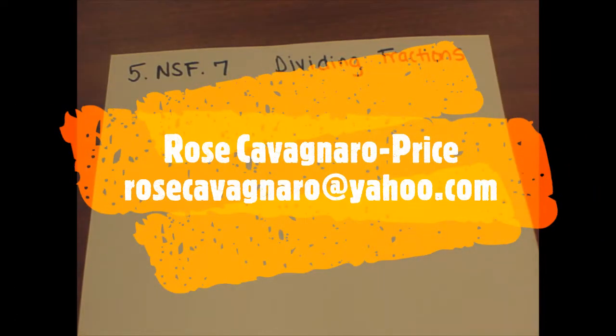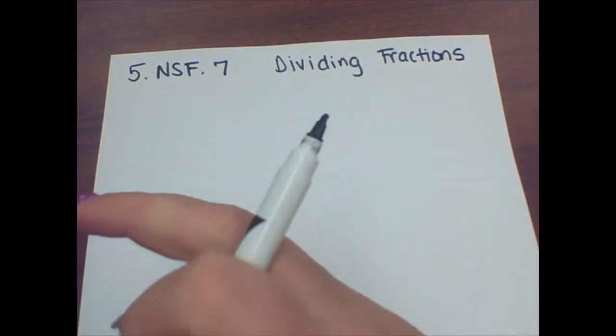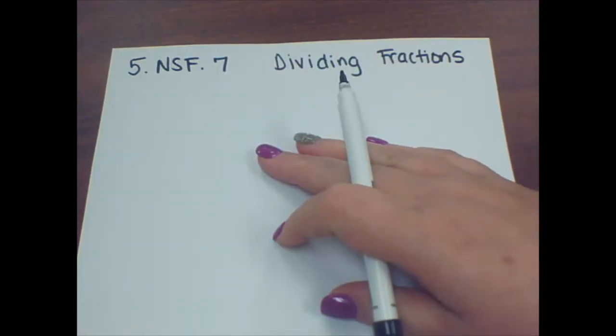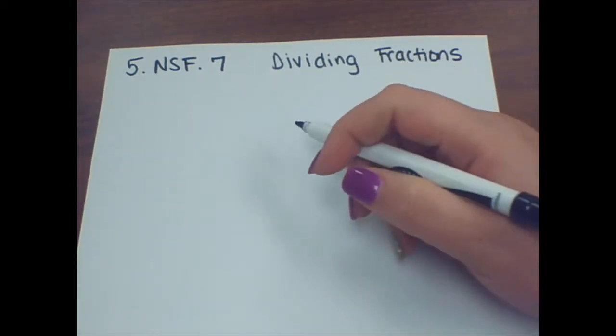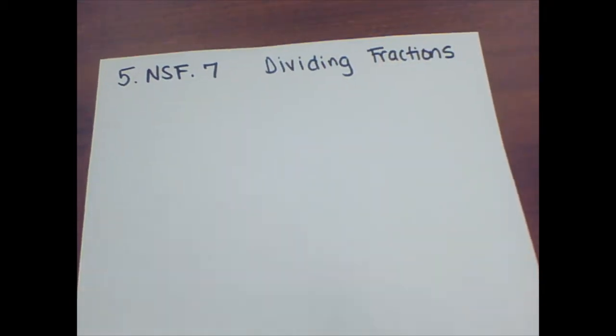Okay, we have already learned how to add and subtract fractions and mixed numbers. We've also learned how to multiply a fraction and a fraction, and we've learned how to multiply a fraction and a whole number. We know that the denominators have to be the same when we add and subtract fractions, but they do not need to be the same when we multiply and divide them. So today we're going to learn how to divide fractions.